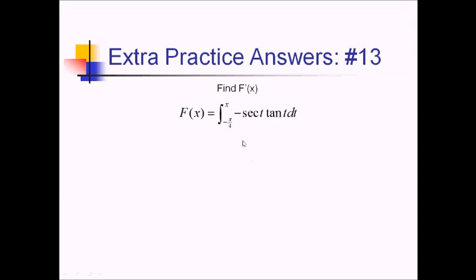For this one, we're trying to take the derivative of this integral with x as the upper limit. Since it's just x, we can just plug that in for the dummy variable and not worry about a tail. So that's going to be negative secant x tan x, and that's it.